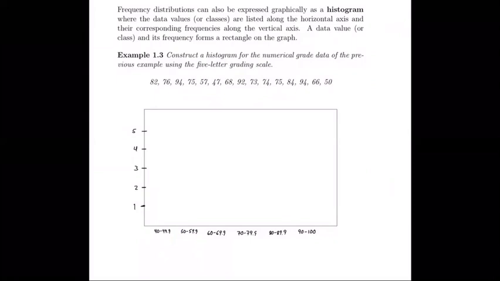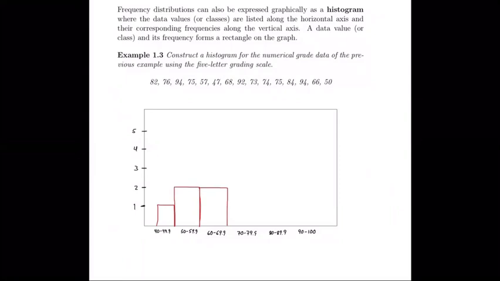So the 40 to 49 category, there's only one grade there. So the frequency of this, represented by a bar, is a bar of height 1. From 50 to 59, we have 2 grades in that category on this list. So with these two, you can draw this bar. 60 to 69, there are 2 grades in the 60s. So again, another bar of height 2.